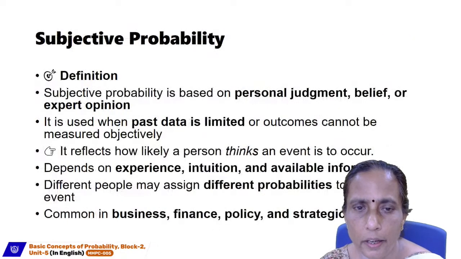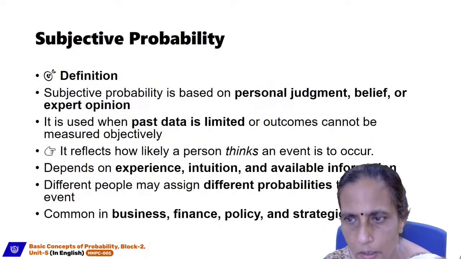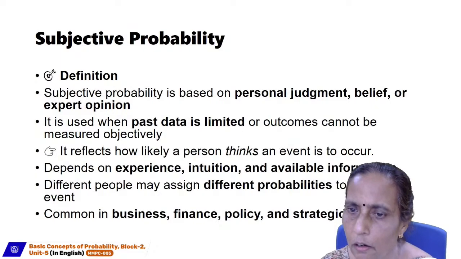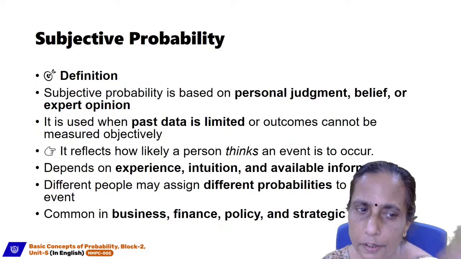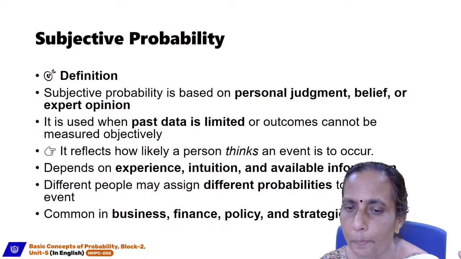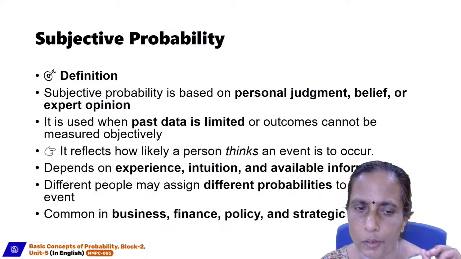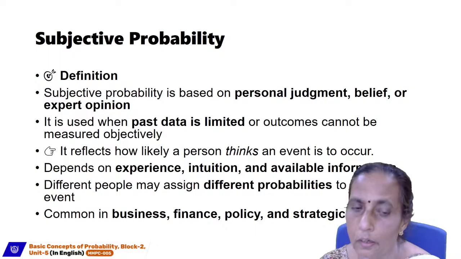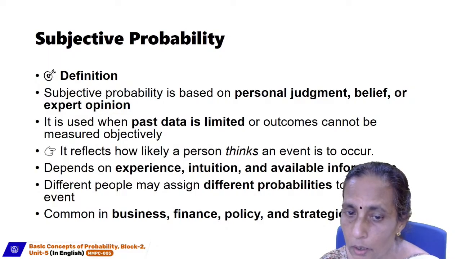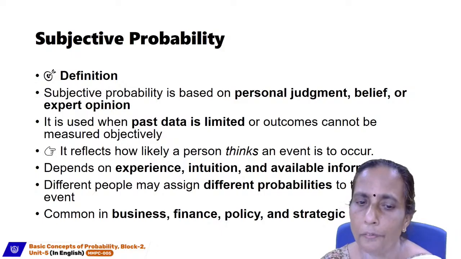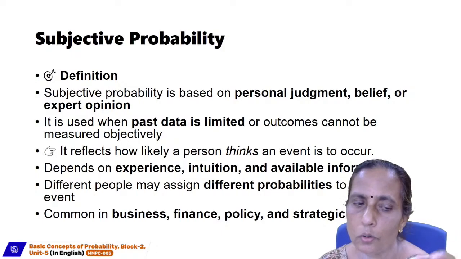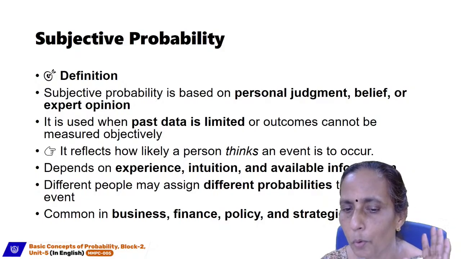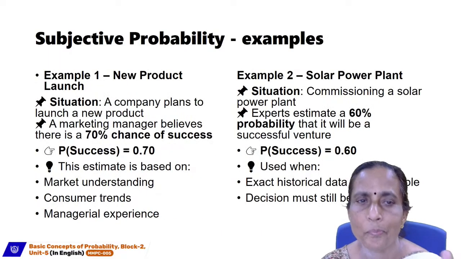So subjective probability is next, based on your personal judgment, belief, or expert opinion. It is used when past data is limited or outcomes cannot be measured objectively. It reflects how likely a person thinks an event is to occur. It depends on experience, intuition, and available information. So different people may assign different probabilities to the same event. It is common in business, finance, policy, and strategic decisions.